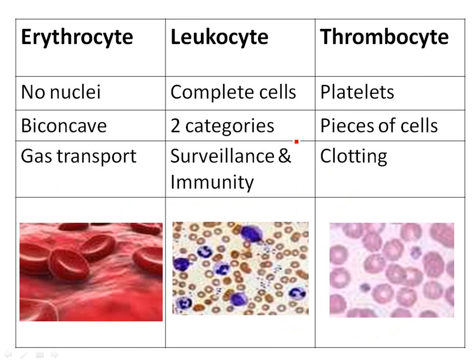So let's take a look at our formed elements now. We have three categories: erythrocytes, formerly known as red blood cells; leukocytes, formerly known as white blood cells; and thrombocytes, or platelets. Erythrocytes in humans are anucleate. They have no nuclei. And in lecture, we talked about a couple of reasons why that might be. So you want to make sure you review that.